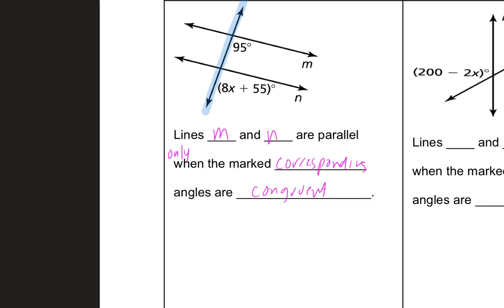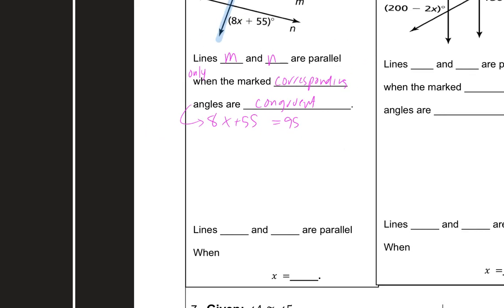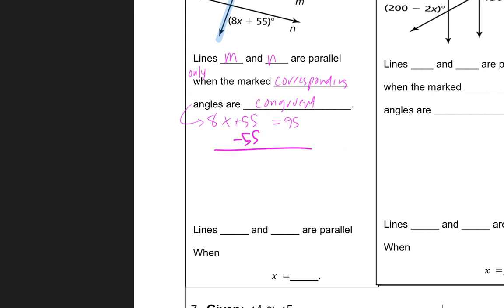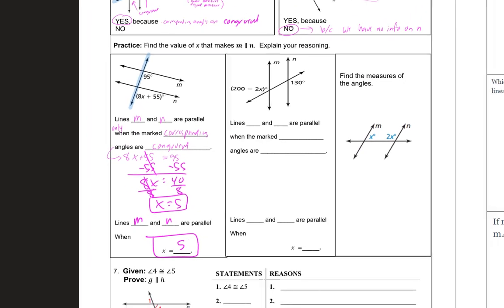Well, how do we tell if those are congruent or not? 8x plus 55 has to be equal to 95, right? For them to be congruent, that has to be. So let's go ahead and solve for that. We're going to subtract 55, right? Okay. So we have 8x equals 40. Divide both sides by 8. That means x equals 5. Okay, so what that says is that line M and line N are parallel when x equals 5. Those are parallel only when x is 5.